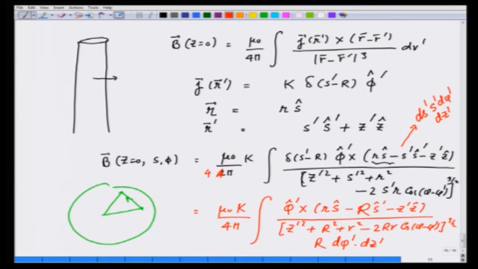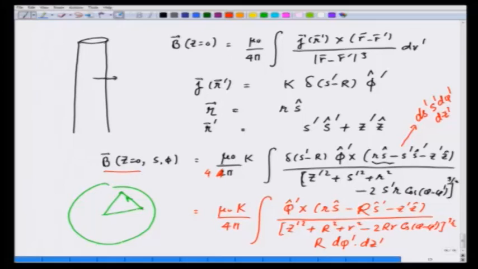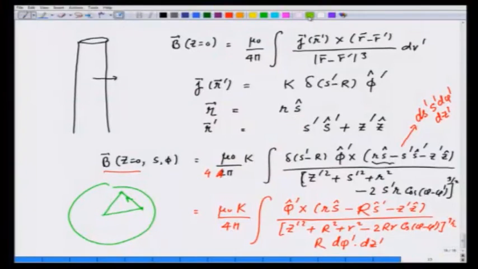Now, I know that the final B is in the z direction. Phi prime cross s is in the same x y plane, and is going to give me a component in the z direction. Phi prime cross s prime again is going to give me a component in the z direction. However, phi prime cross z is going to give me a component in the x y plane, and that should integrate to 0, because the final B on the left hand side is in the z direction. So, the last term does not contribute to the integral at all.